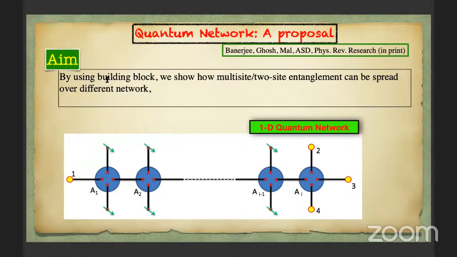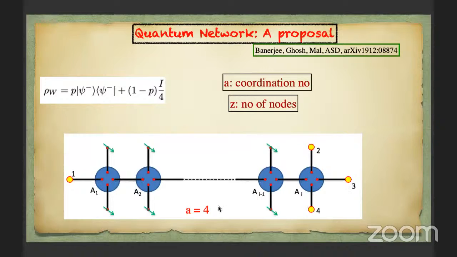The similar building block can be used to show that multi-site or two-site entanglement can be spread over, say, this one-dimensional quantum network. And we again use Bell inequality to detect such entanglement. Here, A is the coordination number. The red dot in the blue circle represents the coordination number, so in this graph, 4 is the coordination number. And the number of nodes is the blue circles, so in this picture, there are also 4 nodes.